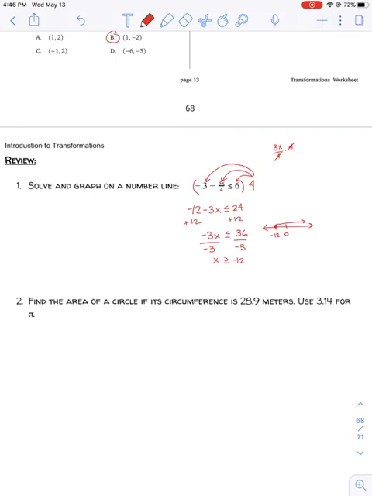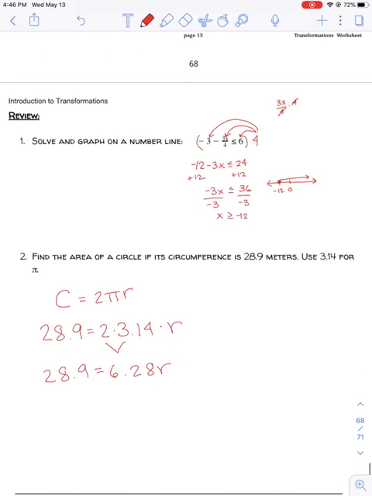And now find the area of the circle if the circumference is that. Okay, so let's start with circumference. Circumference equals 2 pi r or pi d. And 28.9 equals 2 times 3.14 times r. I want to start by combining like terms, multiplying these two out. 28.9 equals 6.28 r. Divide both sides by 6.28. I'm going to use a calculator off screen. And I get that r equals 4.6.